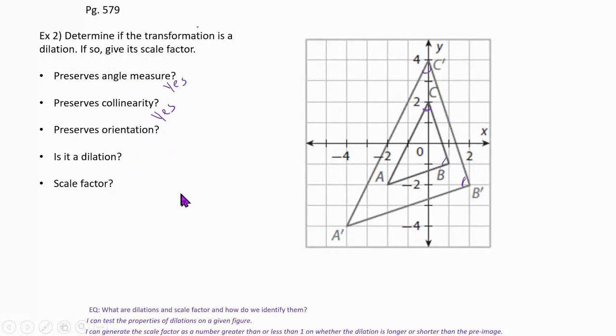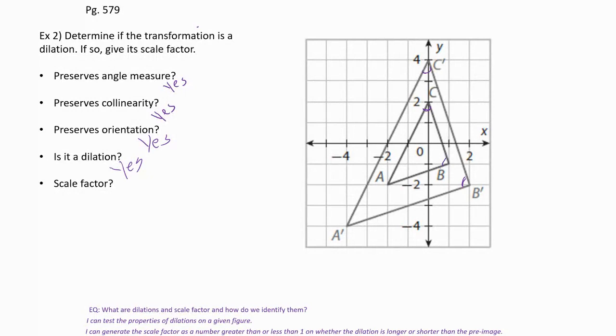Orientation or direction? Yes, you can totally see that C and C prime are basically the same orientation. It's just basically blown up. It looks like that triangle is the same triangle, same shape. It's just a bigger version of it. Okay. So does it preserve orientation? Yes. We don't have anything that's flipped over. All right, so since all three of these things are true, they have the same angle measure, the sides are on the same line, and the triangle is going in the same direction, it's basically the same shape, then it is a dilation. So yes, it is a dilation.